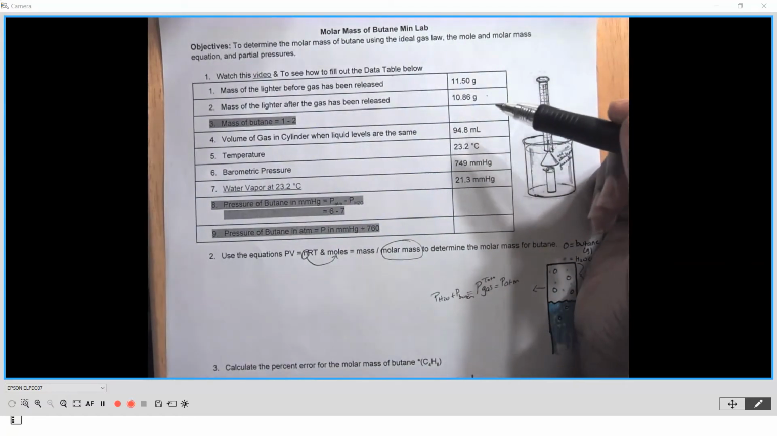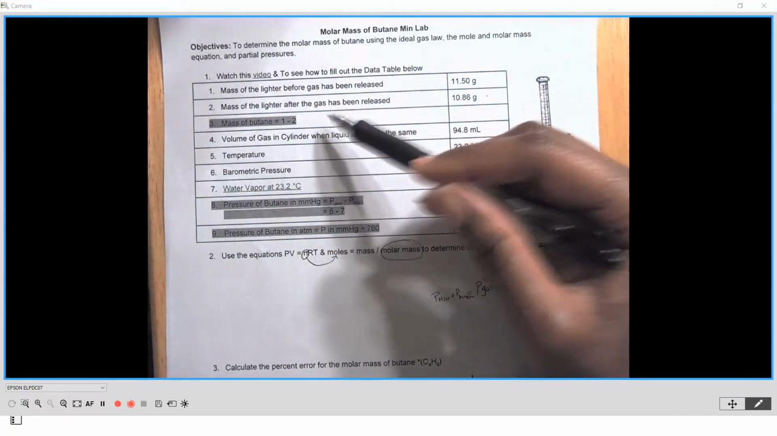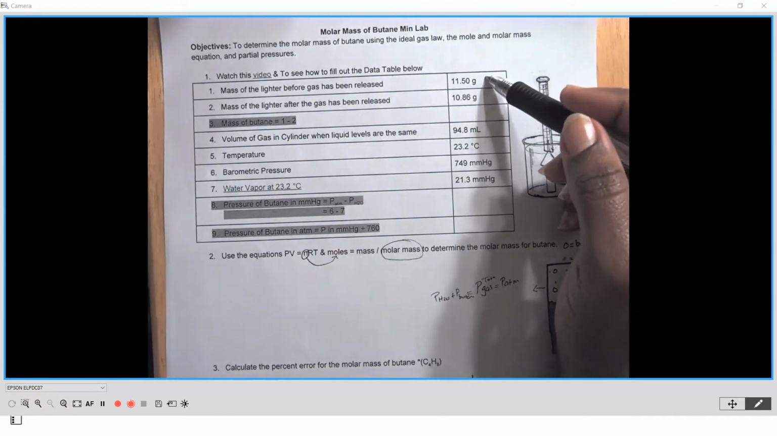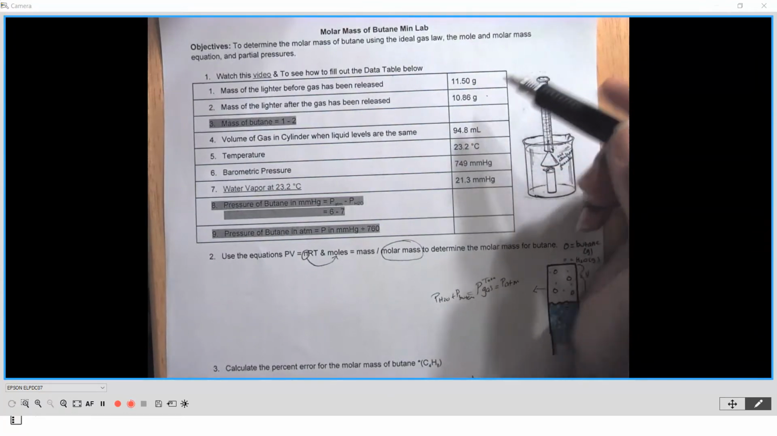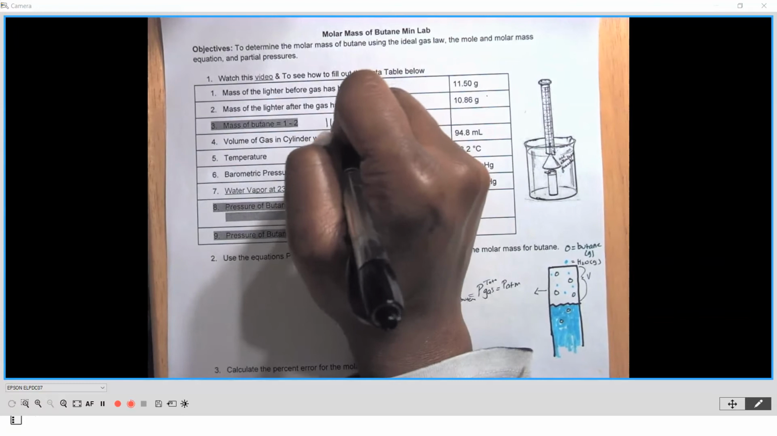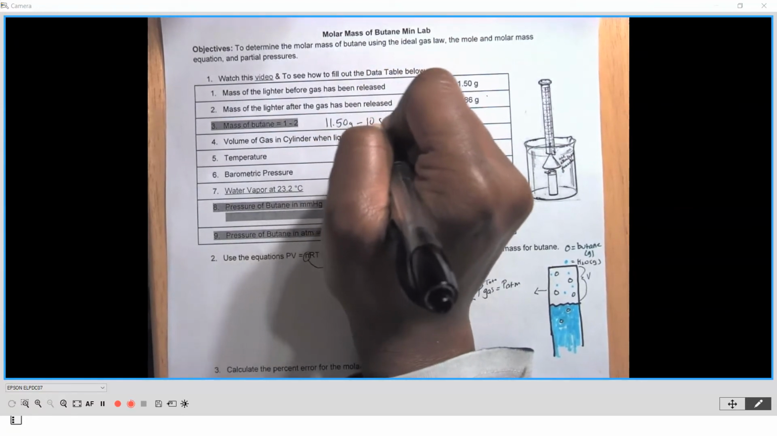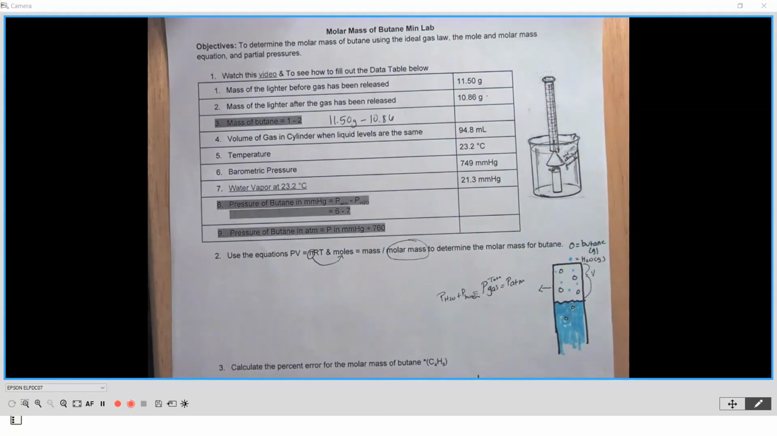First thing is we're going to go through and fill out this table. So the mass of butane, we're going to start with that. The mass of the lighter before you emptied it out was 11.50, and the mass of the lighter after was 10.86. So that means that the mass of the butane is 11.50 grams minus 10.86, and that's going to equal 0.64.